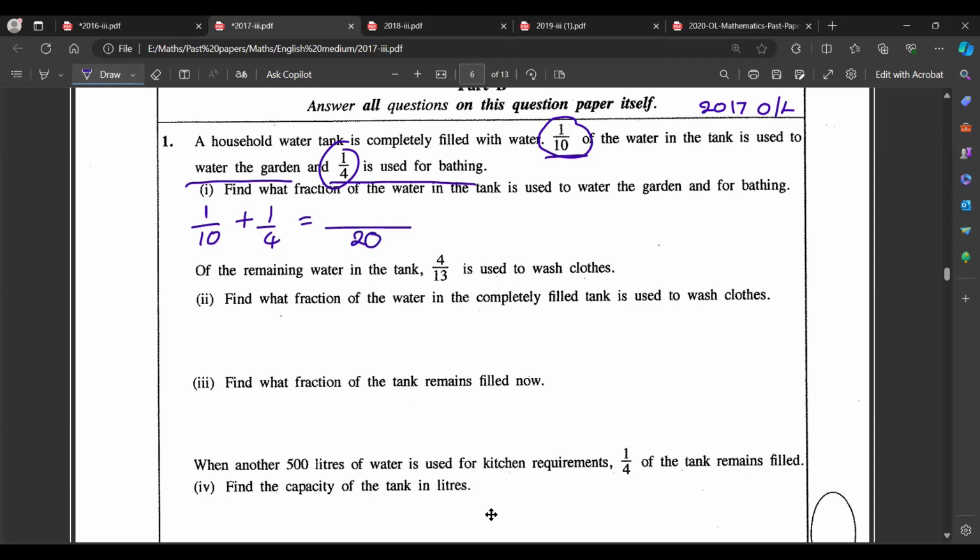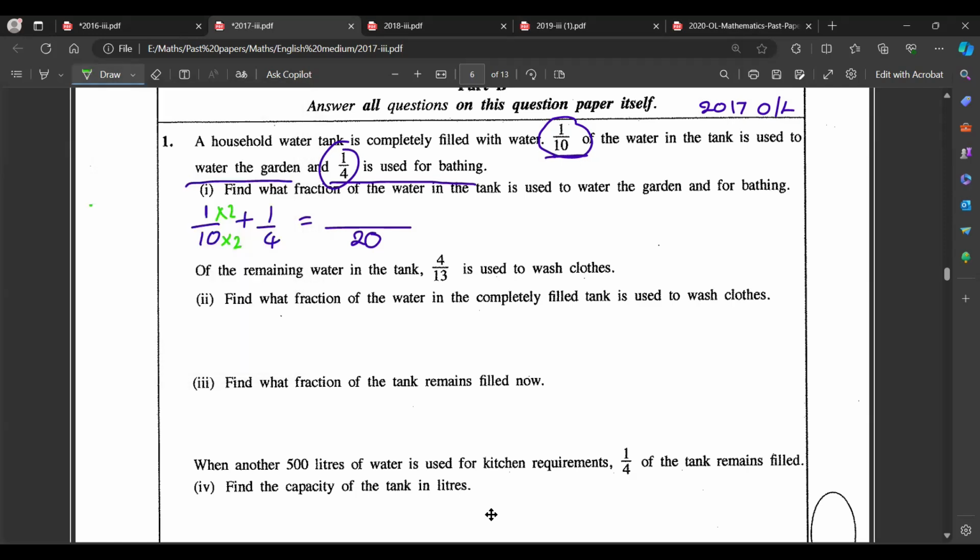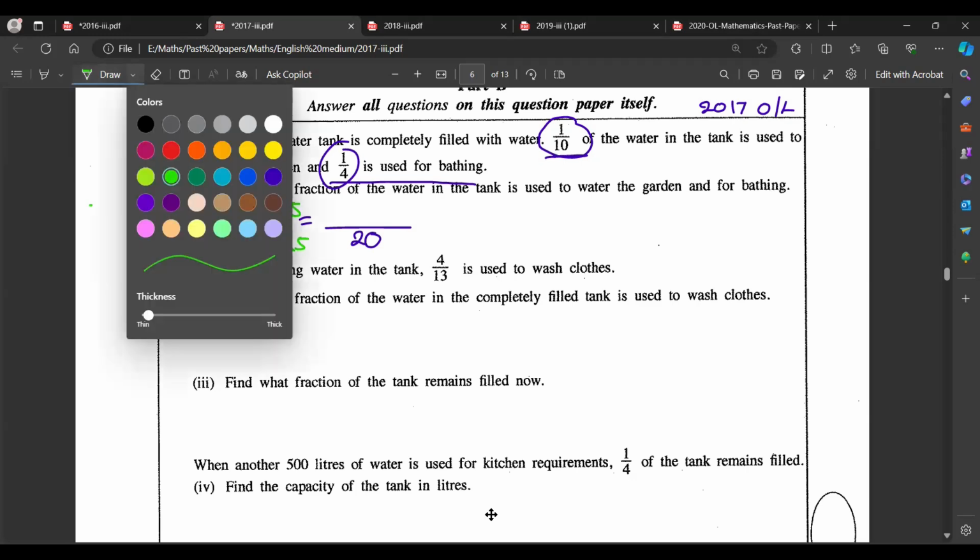When it is 20, what should be there? You have to multiply this one, no? 10 should be multiplied by 2, so this one also should be multiplied by 2. This one, 4 should be multiplied by 5. This one also should be multiplied by 5.